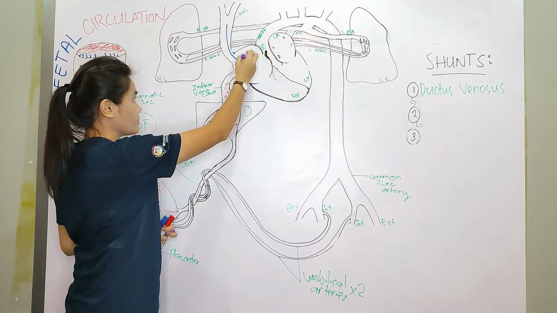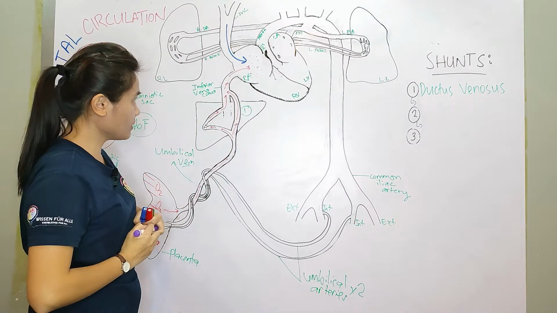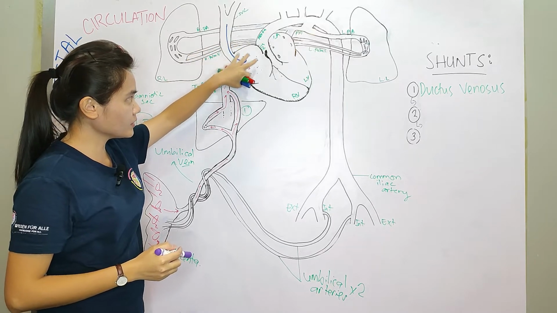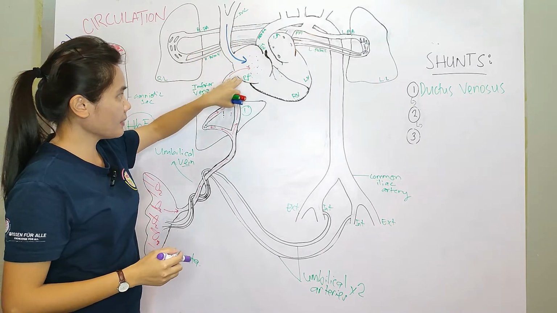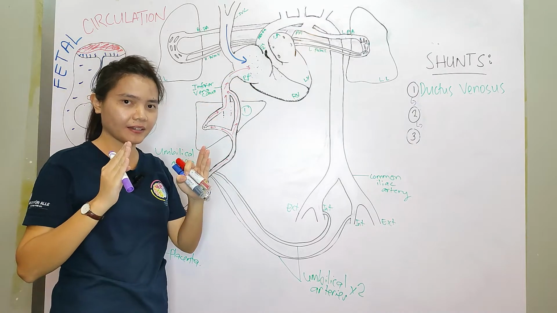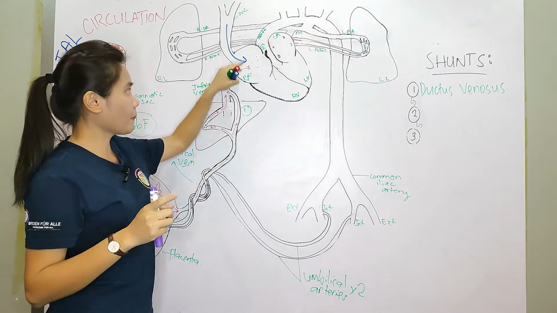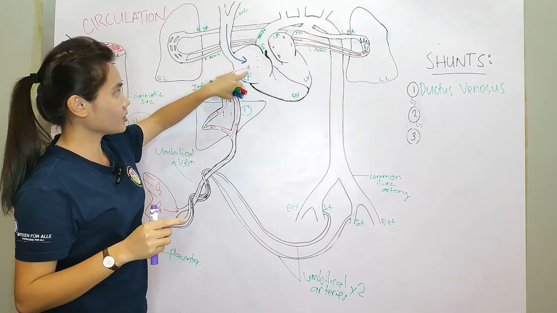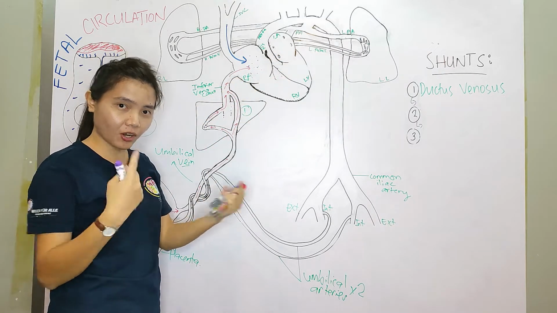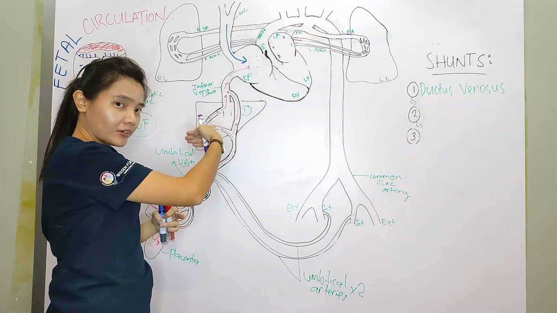So what happened? You have a mixture of blood. Since lots of blood is actually going to the right atrium, it means the pressure inside the right atrium is high. Actually in fetus, or in fetal heart, the pressure in the right atrium is higher compared to the left atrium. In adult, it's the opposite, like left atrium has higher pressure compared to the right atrium.